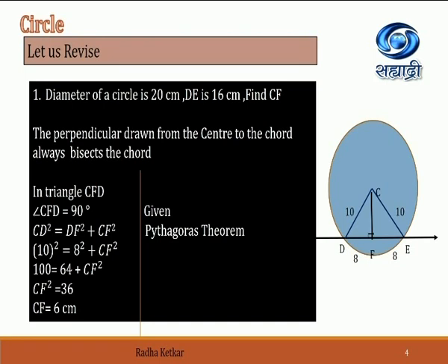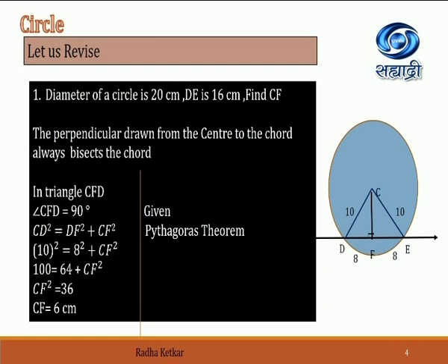Diameter of a circle is 20 centimeter. DE is given as 16 centimeter. That is the chord which is given as 16 centimeter. Then we have to find out CF, which is the perpendicular from the center on the chord. Now we know the perpendicular drawn from the center of the circle to the chord will always bisect the chord. That means it will divide it into two equal parts.